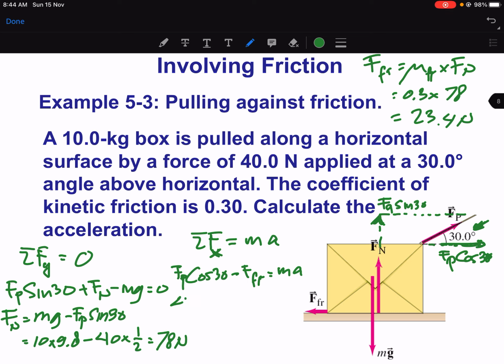Fp is 40 cos 30, minus Fr, which we got just now, 23.4, equal to ma. If you calculate this using a calculator, ma will equal 11.2. So a is 11.2 divided by m, which is 10, so you will get around 1.1 meter per second squared. That will be the answer for acceleration. Okay, we stop here, we proceed with the next video.